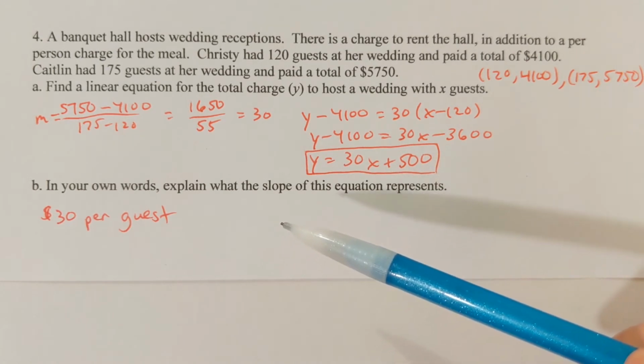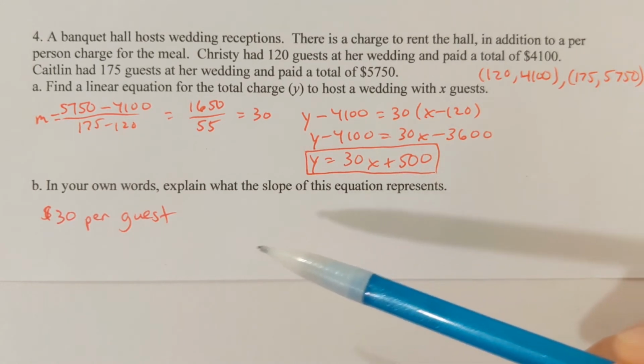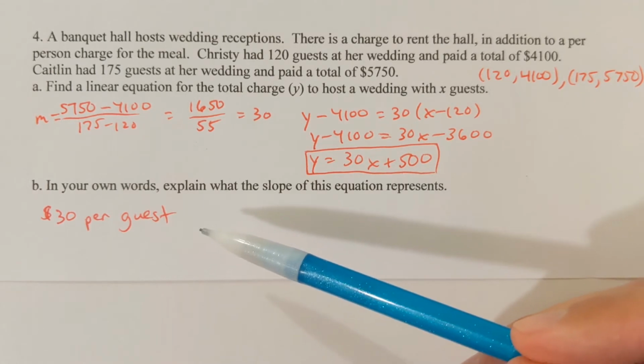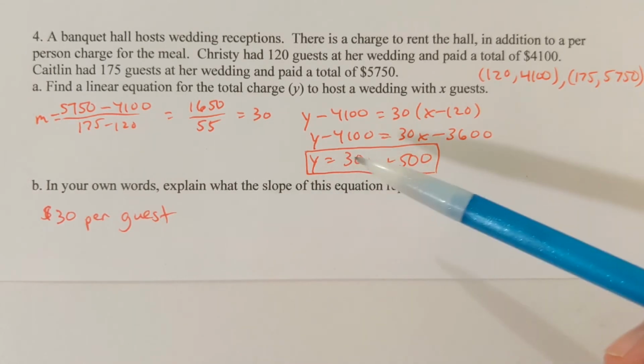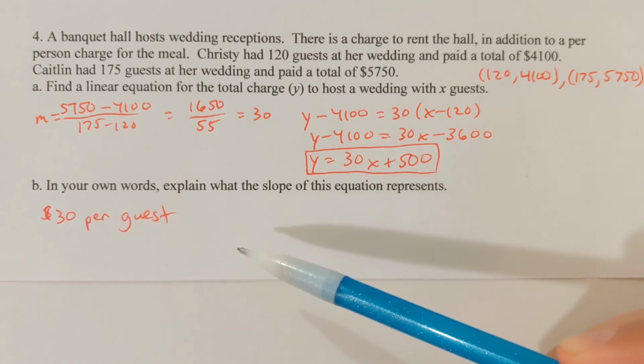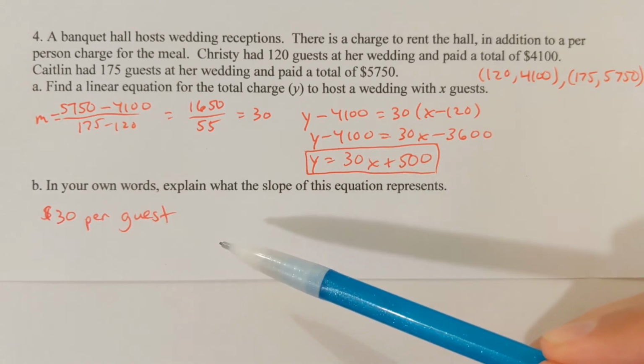In your own words, explain what the slope of this equation represents. Well, the slope represents the amount of money per guest. That'd be $30 per guest. That's what we see. Okay.